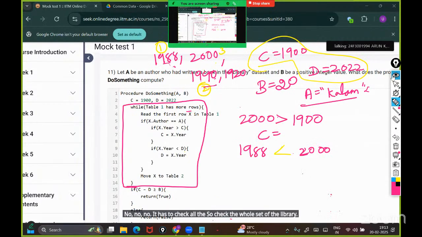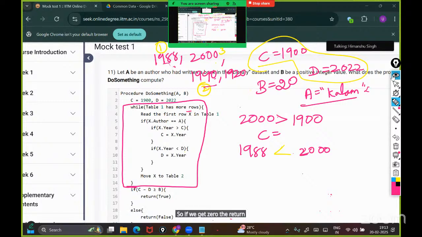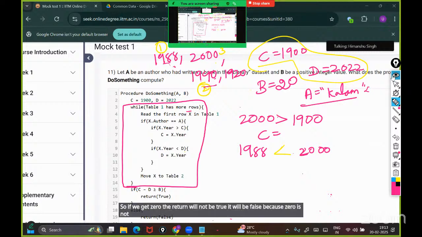Okay, assume now only one book is there. Then what will happen? If one book is there, obviously there is no first and second last. So if only one book is remaining, C is 2000 and D is 2000. If we subtract them, we get 0. So if we get 0, the return will not be true. It will be false because 0 is not greater than B if there is one book.